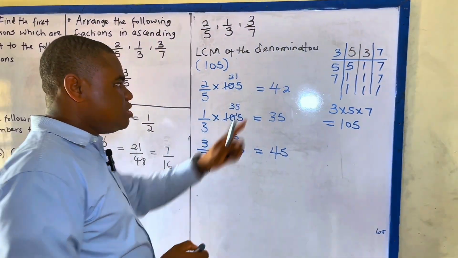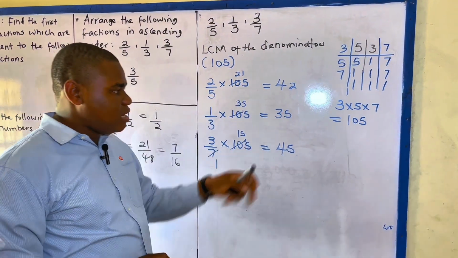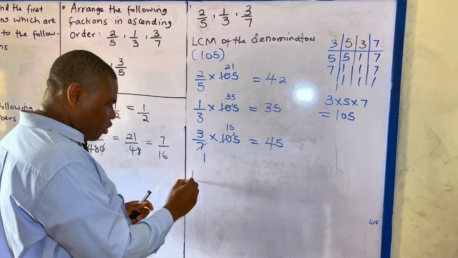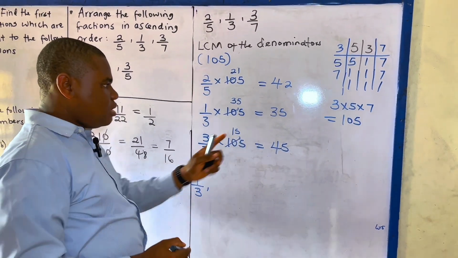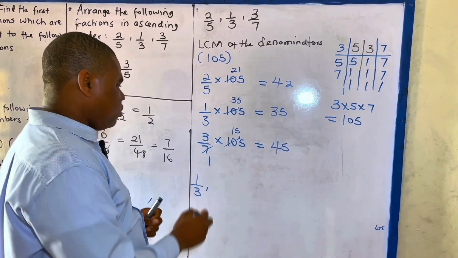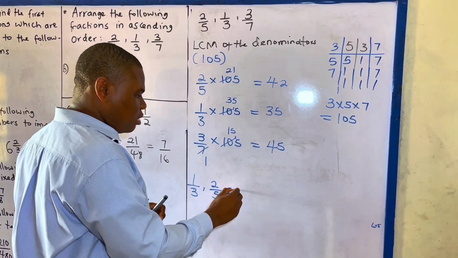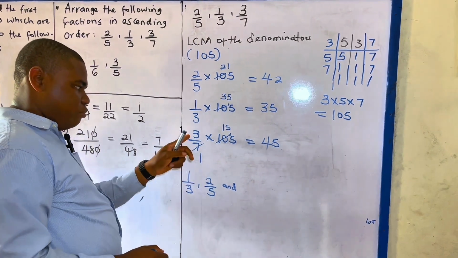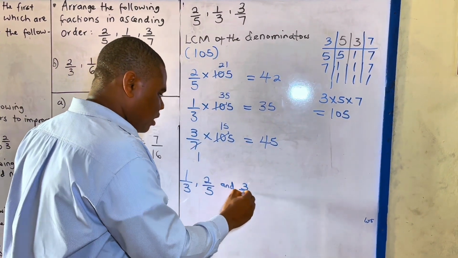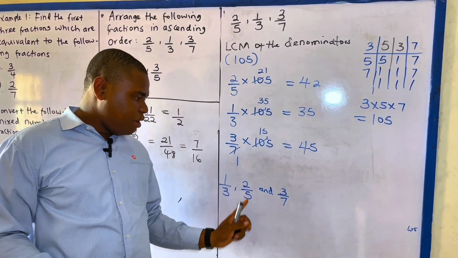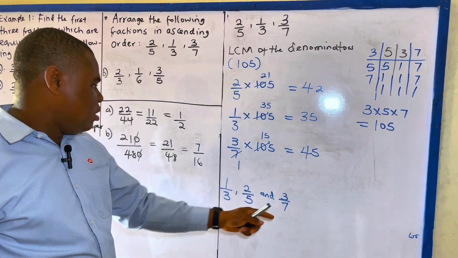So in this case now, with these numbers, we can actually arrange this in ascending order. The lesser number here is 35. It therefore means we have 1 over 3 first. Next one we have is 42, so we have 2 over 5. And the last one is 45, which goes with 3 over 7. So the fractions in ascending order will be 1 over 3, 2 over 5, and 3 over 7.